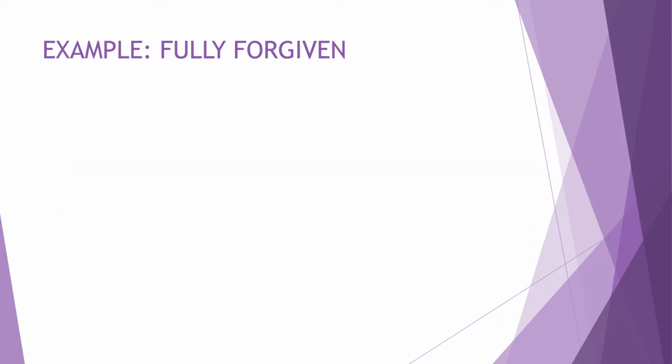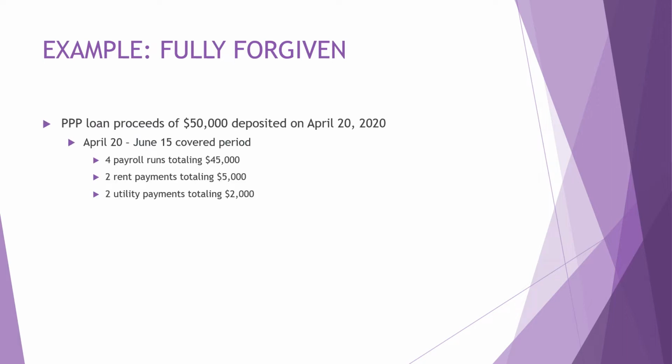So first, let's do a quick example of when the PPP loan is fully forgiven. So we're going to assume that our loan proceeds were $50,000 and deposited into our bank account on April 20th. So first, we want to calculate that 8-week coverage period to know our qualified costs that will fall in that range. So that would be April 20th to June 15th. And we know after June 15th, we look back and see that we had 4 payroll runs totaling $45,000, 2 rent payments totaling $5,000, and 2 utility payments totaling $2,000.